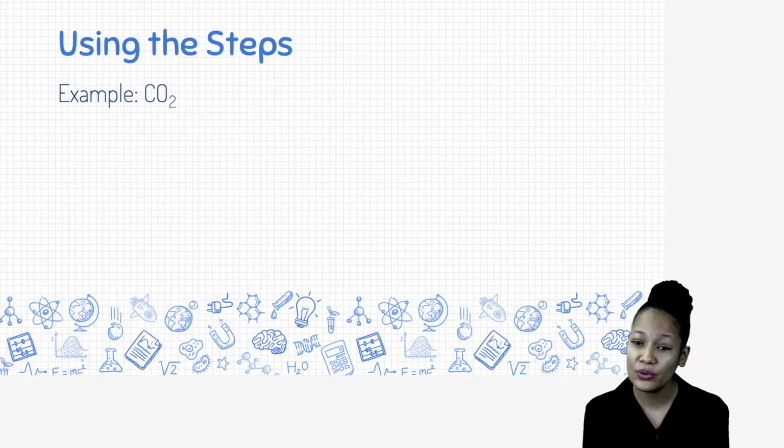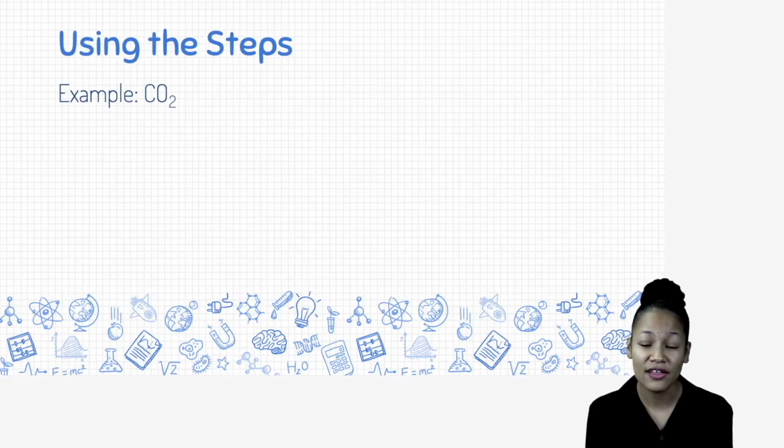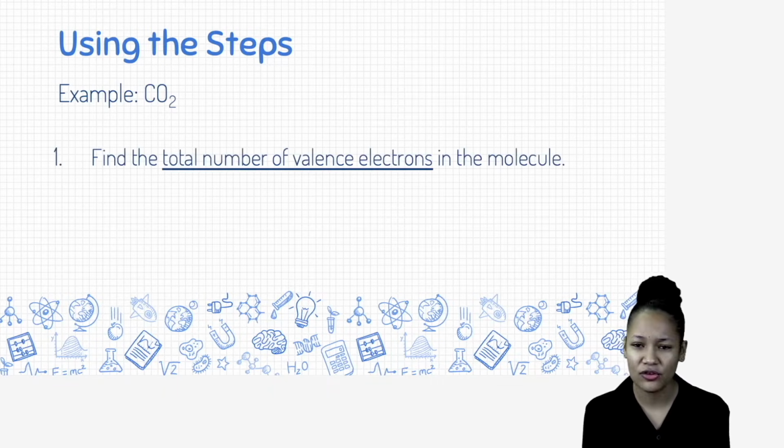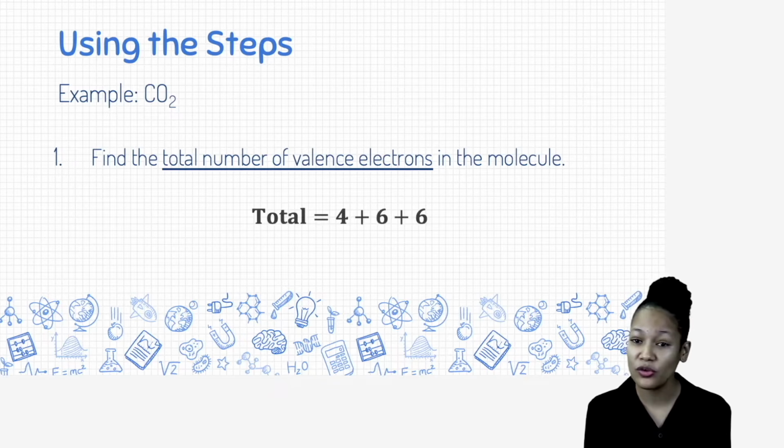We can also draw Lewis diagrams by making use of the steps. These steps you can find in the theory booklet, which you can download from the Junior Techie website. The example that we will use is carbon dioxide. The first step is to find out the total number of valence electrons in the molecule. We go to our periodic table in order to find out how many valence electrons each atom contains. Carbon has 4 and each oxygen atom has 6. When we add these together, we get a total of 16.